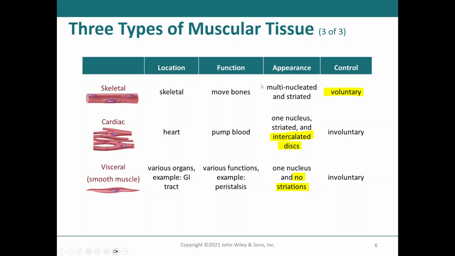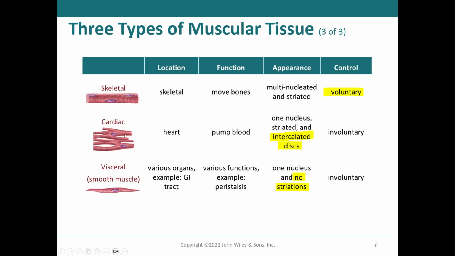And then the appearance of this, it's going to be multinucleated. So you're going to see multiple nuclei, and it's going to be striated. And that's because of how the fibers and proteins are laid down. It gives that type of appearance. The control is going to be voluntary. This is the one that we think about to move.